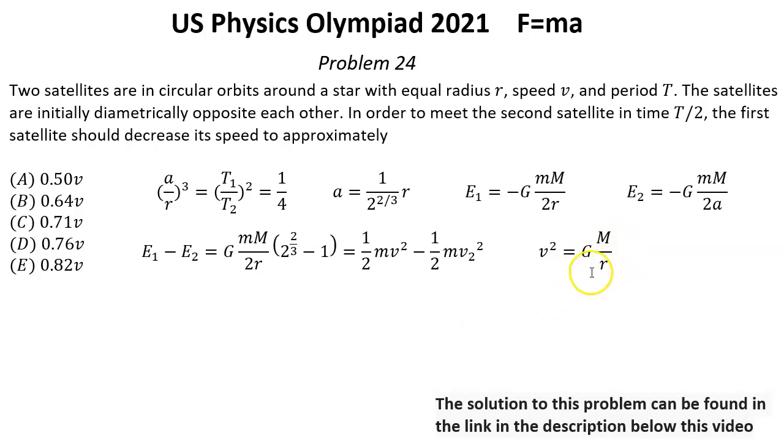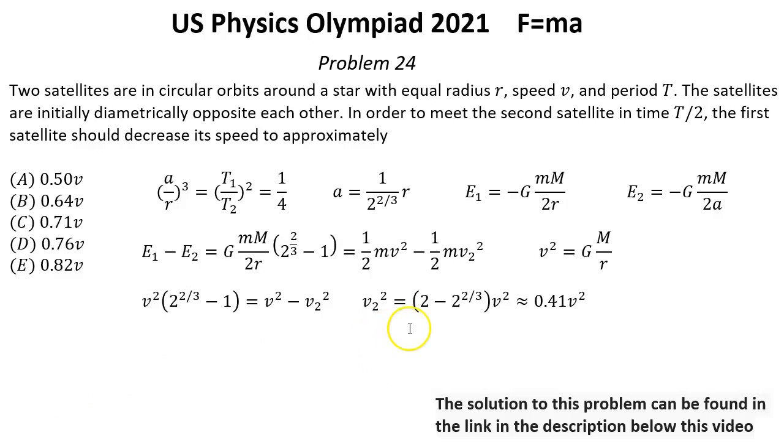Now we can put this expression into this expression and find a relation between v and v2. From here we can find that v2 squared equals approximately 0.41 v squared, or v2 equals approximately 0.64 v, which is answer B, and that was the solution for problem number 24.